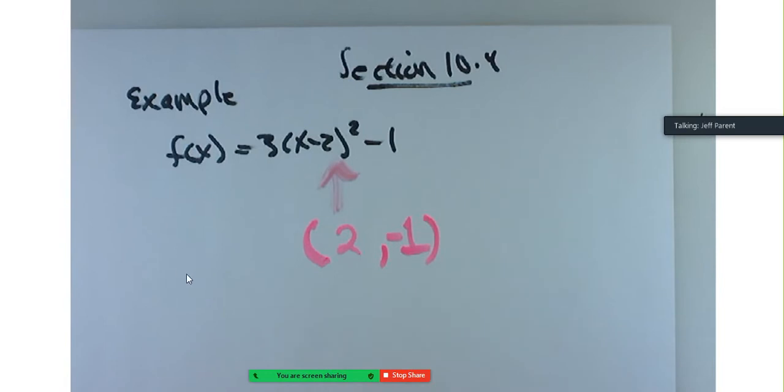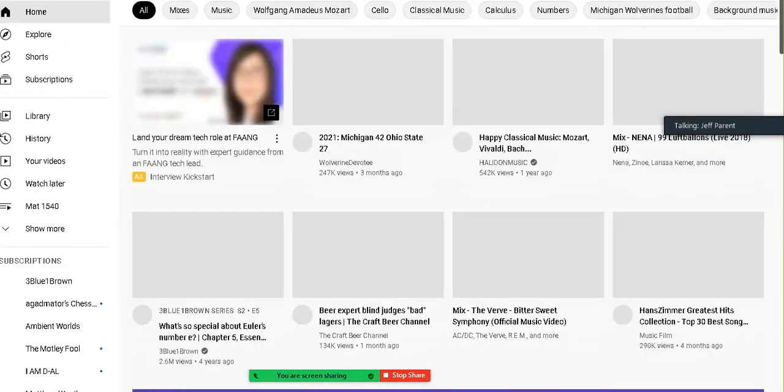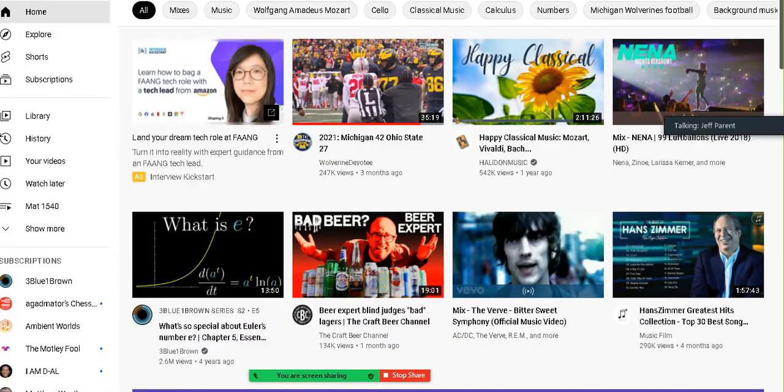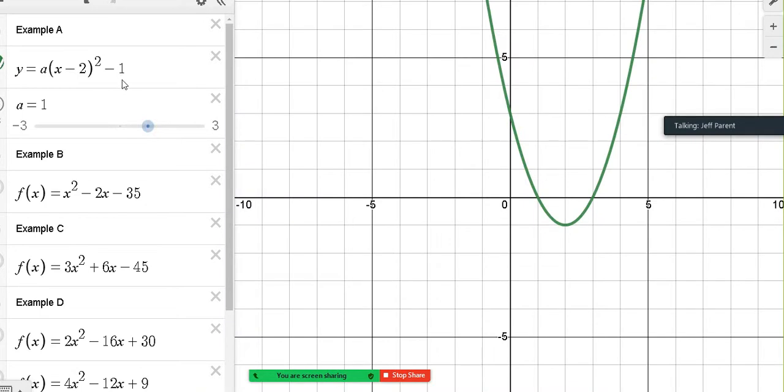Now we've already got that graphed on Desmos, and the nice thing about Desmos, let's try this one up here, is that you can actually see the vertex. You can click on it. 2, negative 1. So great.